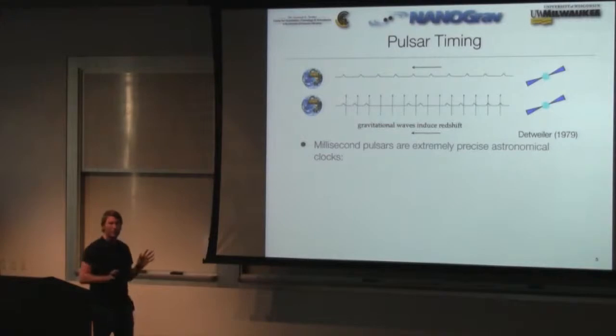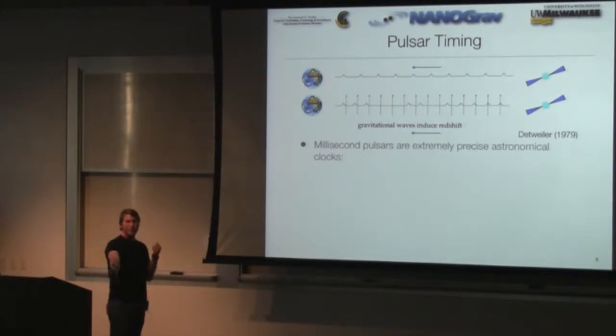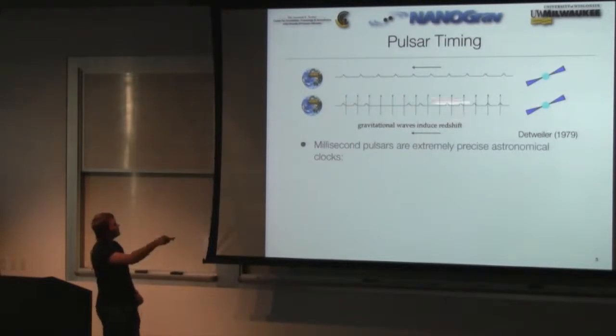So another cartoony picture of how this works. In the absence of any gravitational waves, you just see these radio pulses coming from the pulsar to Earth. They're a nice steady train of pulses separated by the pulsar period with this very, very small spin down. So these are very regular pulses that you would see. However, if there's a gravitational wave passing by, then it stretches and expands the space in between the Earth and the pulsar. So it's going to induce a redshift here. So some of the pulses are going to arrive earlier, and then some of them are going to arrive later.